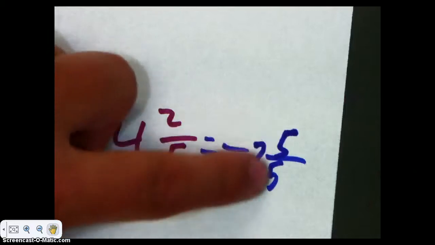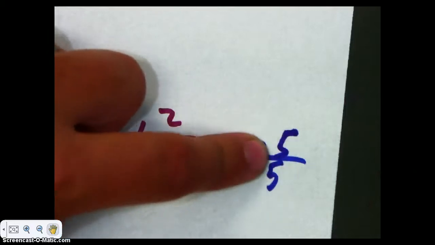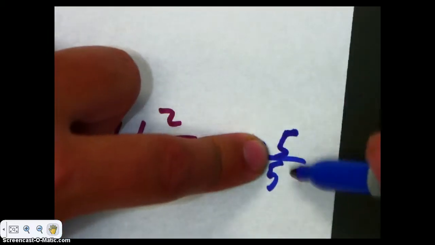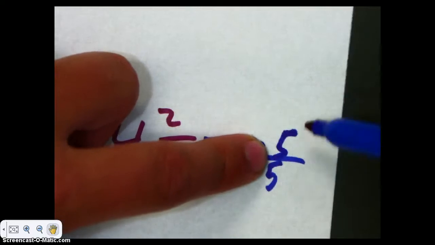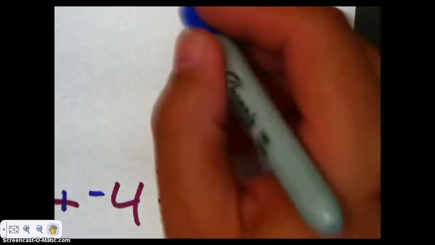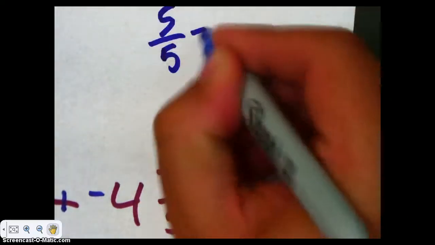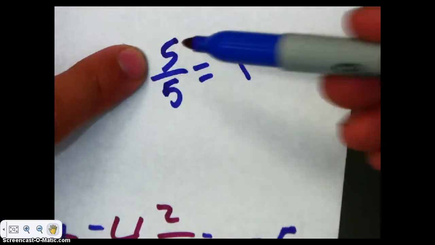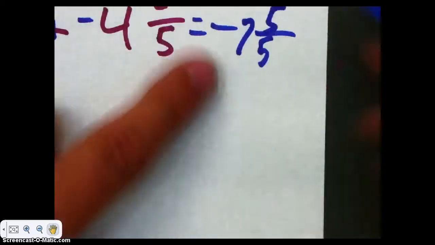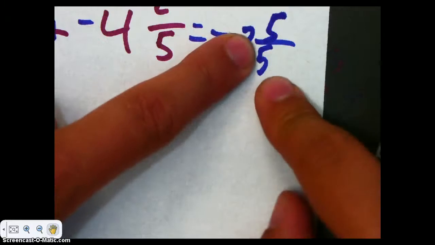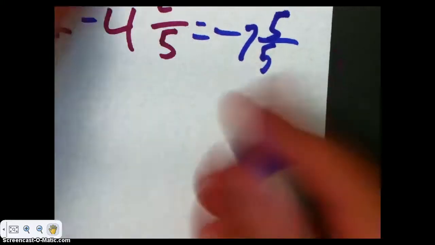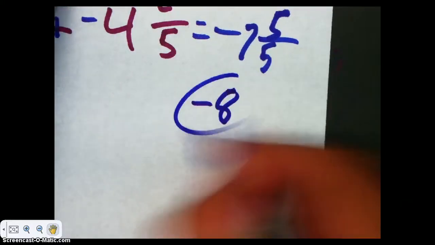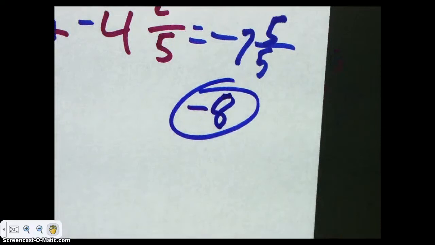Now once you see it's the same number on top and bottom, a lot of you guys have already learned this, but just in case, 5 divided by 5, or 5 over 5 equals 1. Anything divided by itself is 1. So if you ever have a fraction with the same number on top and bottom, you know that's 1. So if I have 7 wholes here, 1 whole there, all together, I have negative 8. And that would be the simplest form.